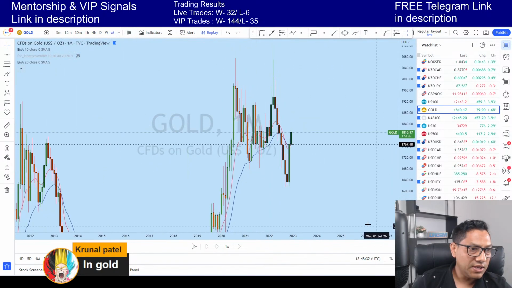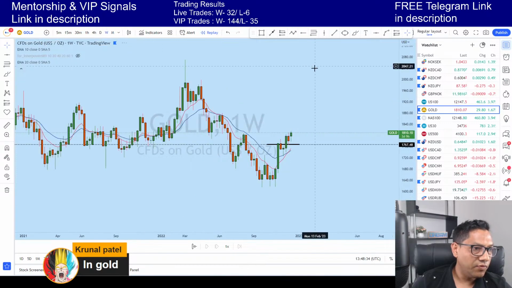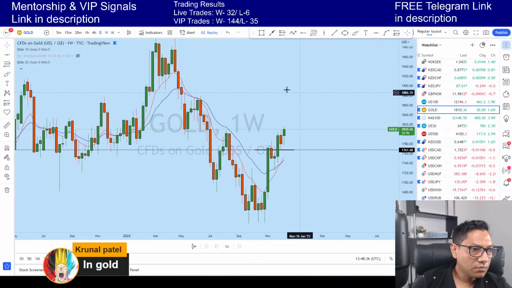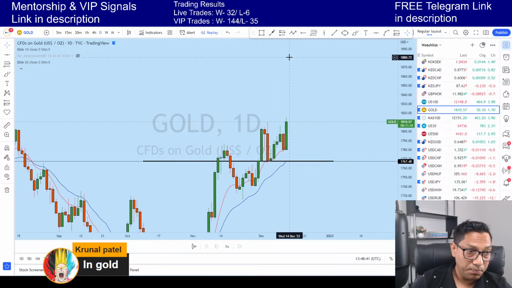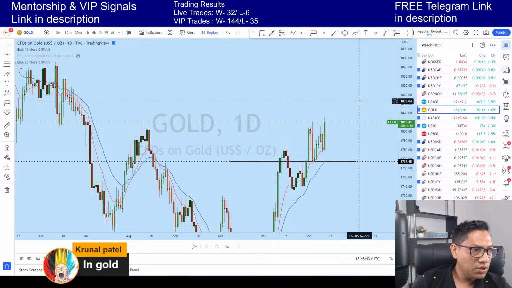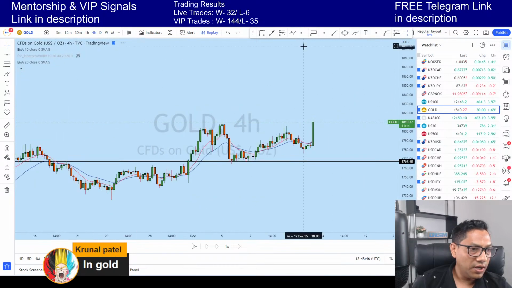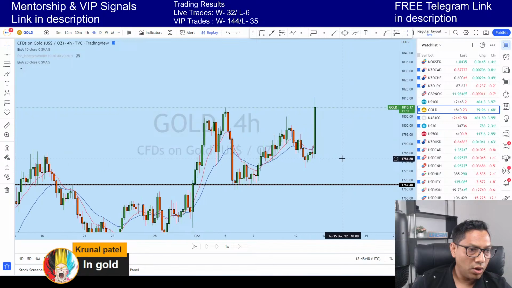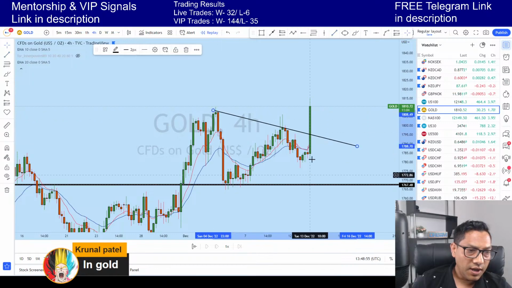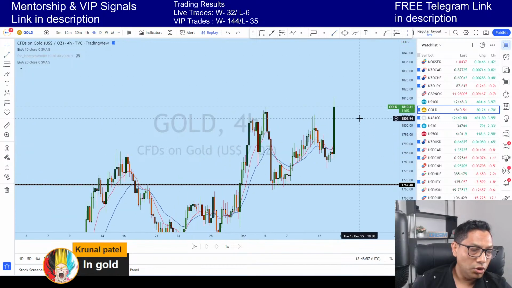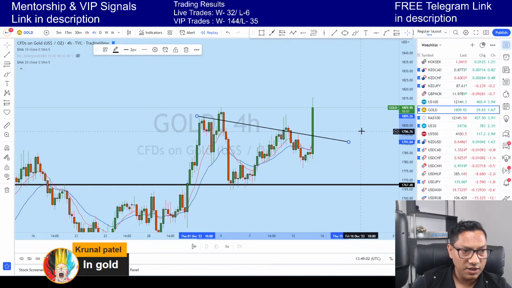If you look at the weekly and daily, this is the daily chart on gold, we see a bullish engulfer has been formed. And if we look at the intraday perspective on the 4-hour time frame, we see that gold has broken to the upside with this long bullish engulfer. So this is basically not overextended. This is going in the right direction.